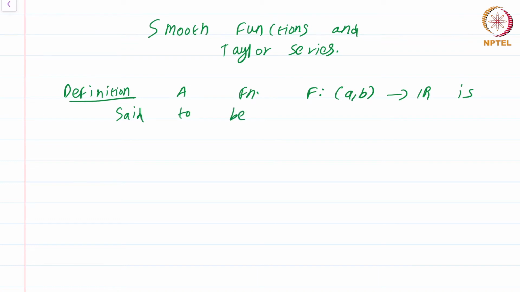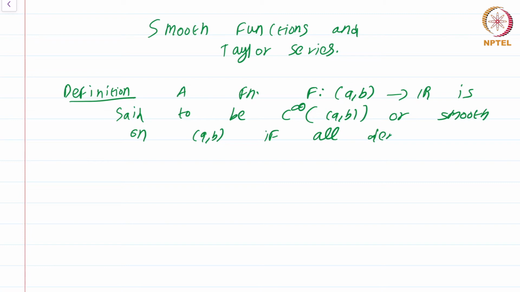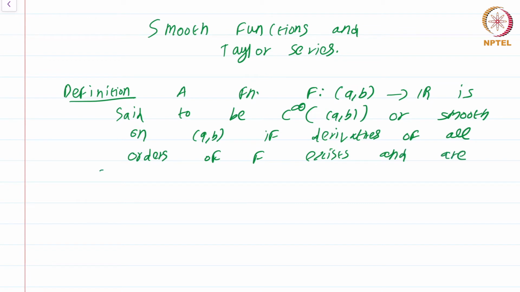said to be C infinity of (a, b), or just smooth on (a, b), if derivatives of all orders of f exist and are continuous in (a, b).